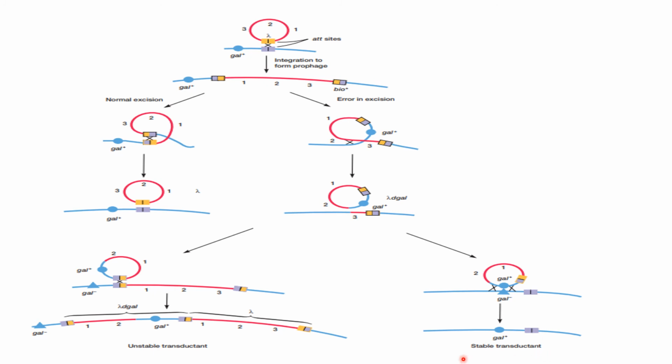stable transductant. So here, since only a specific gene is carried, that could be either gal plus gene or bio plus gene, since only a specific bacterial DNA is carried out here, it is called specialized transduction. You may omit this part for now because you might find it a little more confusing. So just concentrate on these events.